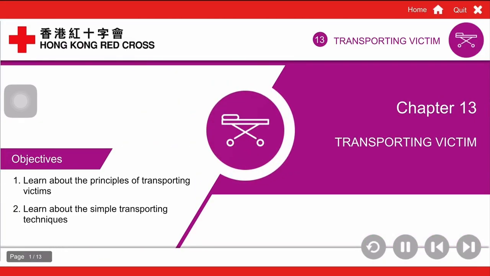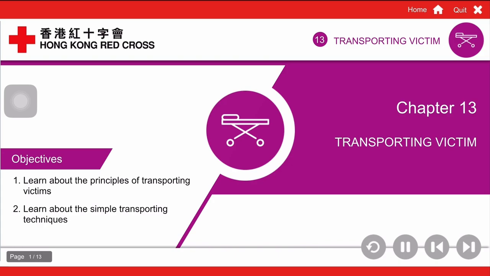Hello everyone. In the last chapter of the Standard First Aid Certificate course, we'll talk about transporting victims. You may recall that we have mentioned not to move the victim unnecessarily in almost every chapter, as moving the victim without confirming the severity of the injury may cause further harm to the victim.